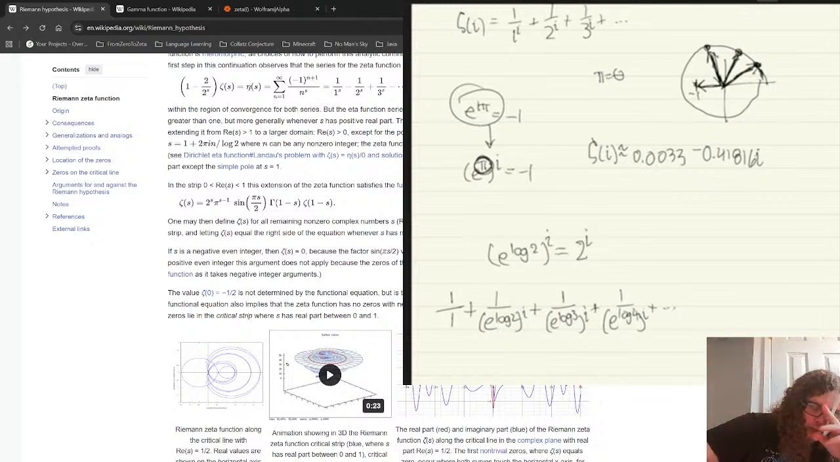So how do we know that sine is not 0? Because I feel like if we made s equal to negative 4, shouldn't the sine be 0?